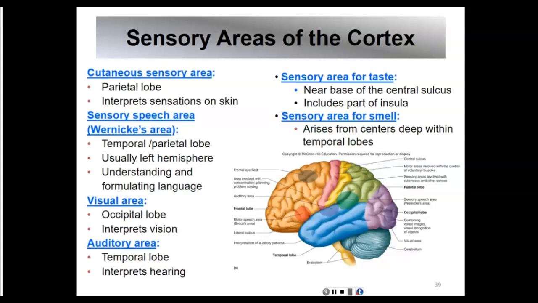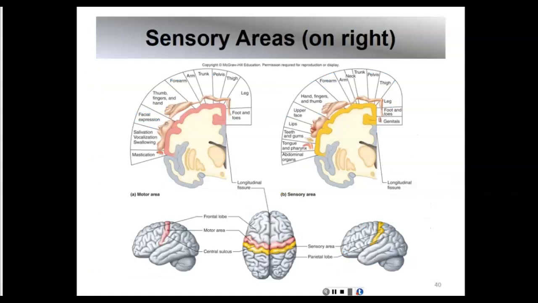You should have a good understanding of where these are. You may see a couple questions on these sensory areas. I like this picture. It's really kind of weird, but it gives you a good understanding of how much distribution of nerves that we have to certain areas for sensory and motor.